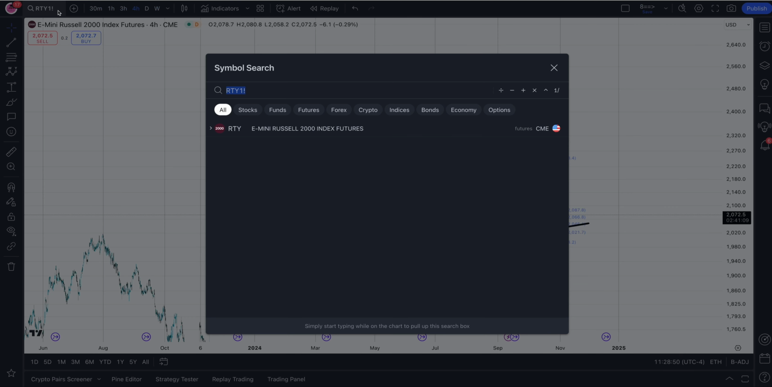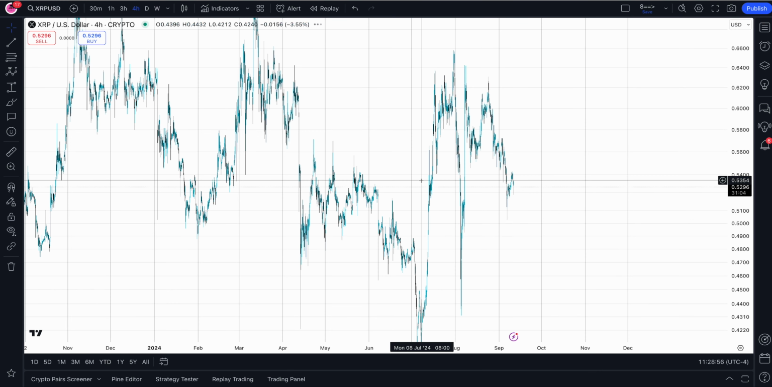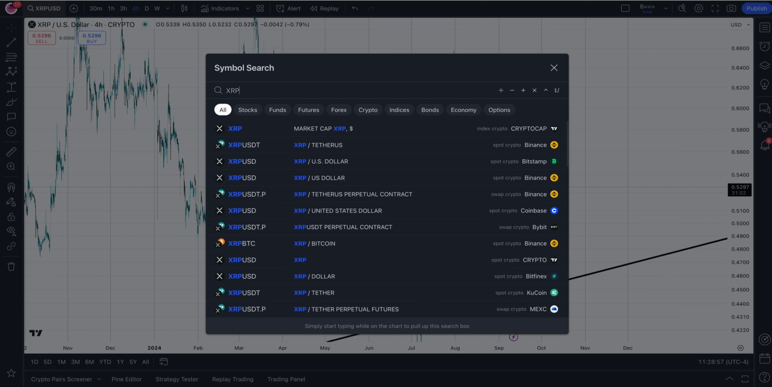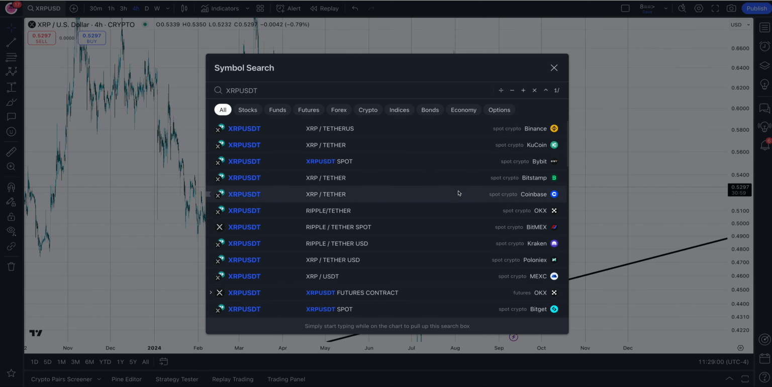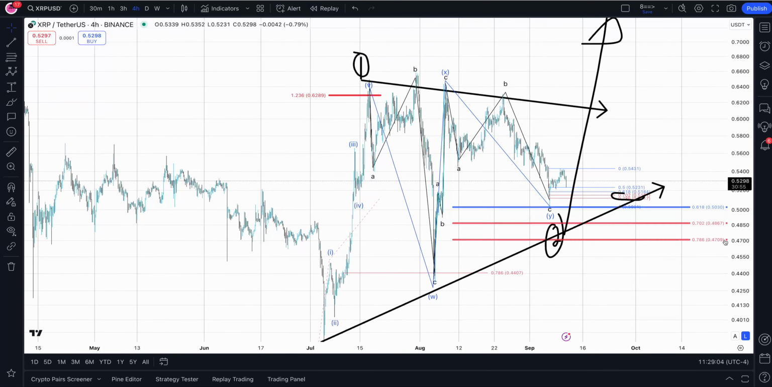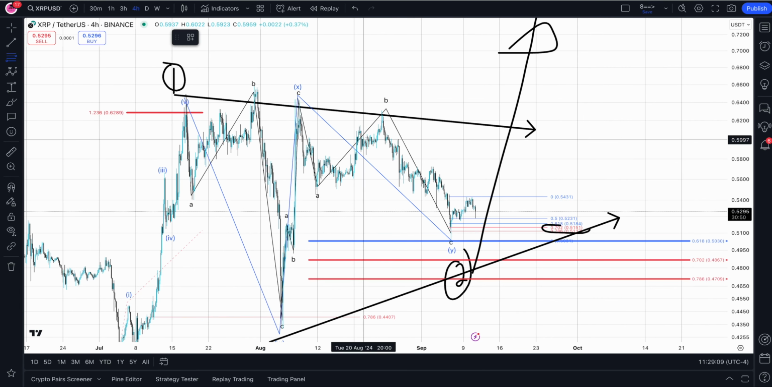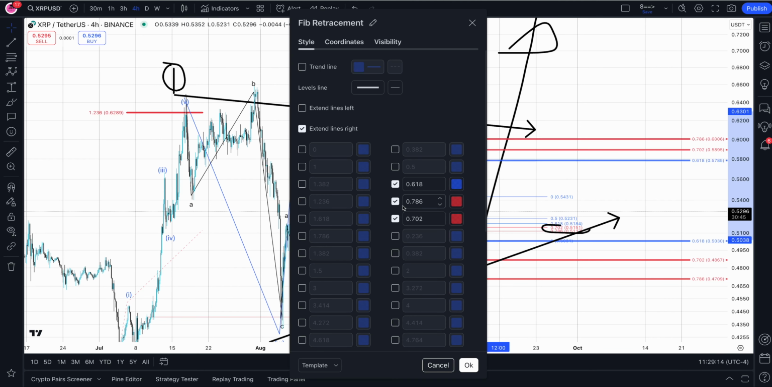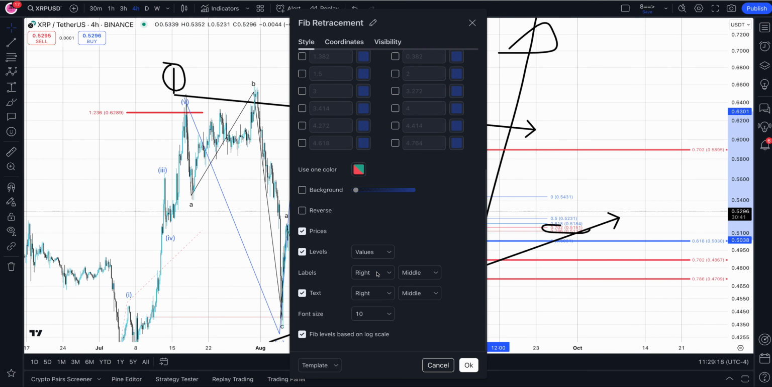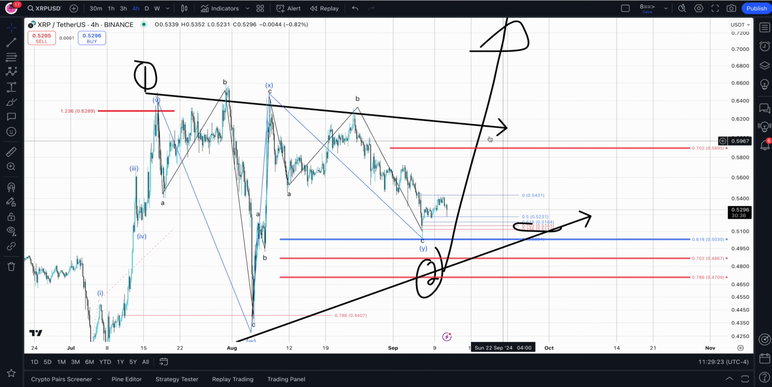Okay, going back to XRP over here. What bulls would want to see here going forward to confirm that the bottom is in is a push above the 70.2% fib on the linear scale. So that would be sitting at 0.5895.